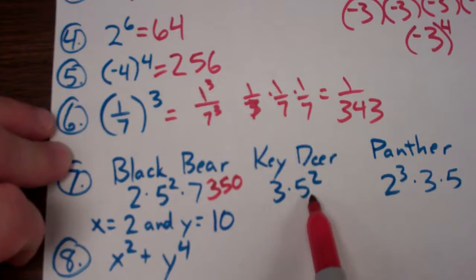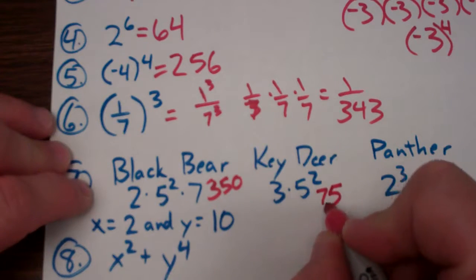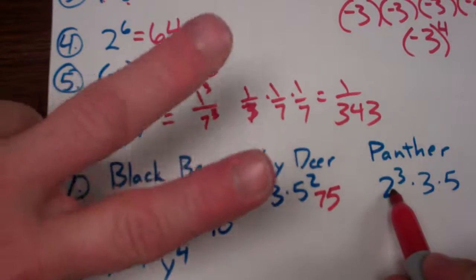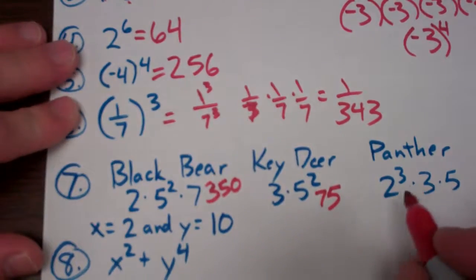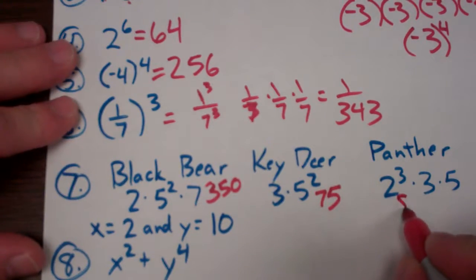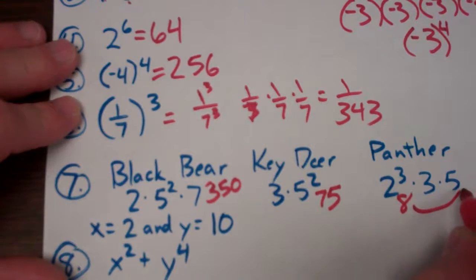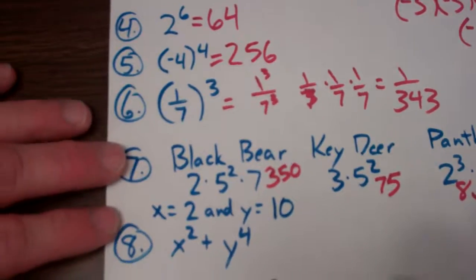Over here, once again, exponent first. 5 squared is 25, times 3 is 75. 2 to the 3rd, that's 2 times 2 times 2, or 8. 8 times, I'm going to do this in a little bit different order, 8 times 5, that's called the commutative property, right? 8 times 5 is 40, times 3 is 120 pounds.